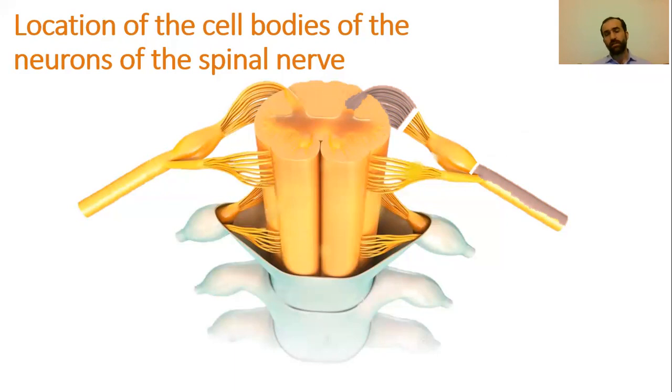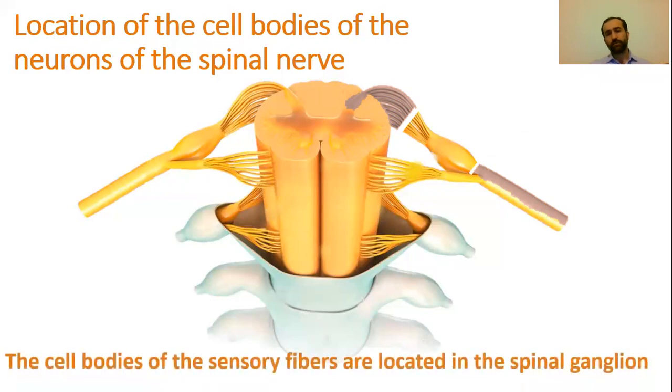And because of that, the cell bodies of the dorsal root are found where? In the spinal ganglion. The cell bodies of the sensory fibers are located in the spinal ganglion. It means here in this site, in this location.